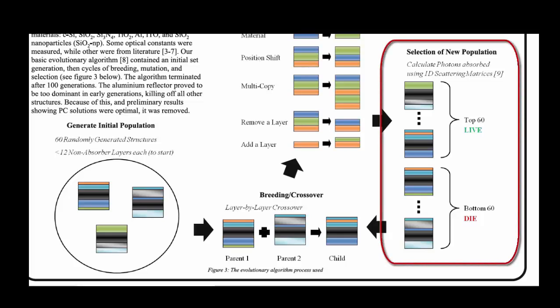And lastly, we have the selection of new populations. So those which have the highest generated photocurrent, and it's just optical, so we just worry about the number of photons absorbed. So highest number of photons absorbed, the top 60, they live, the bottom 60, they die. And that top 60 just continues. Right? This way of just keeping the best ones every time does have some issues, and we'll see that in the results. So some modifications will have to be made, but it's a good point to start.